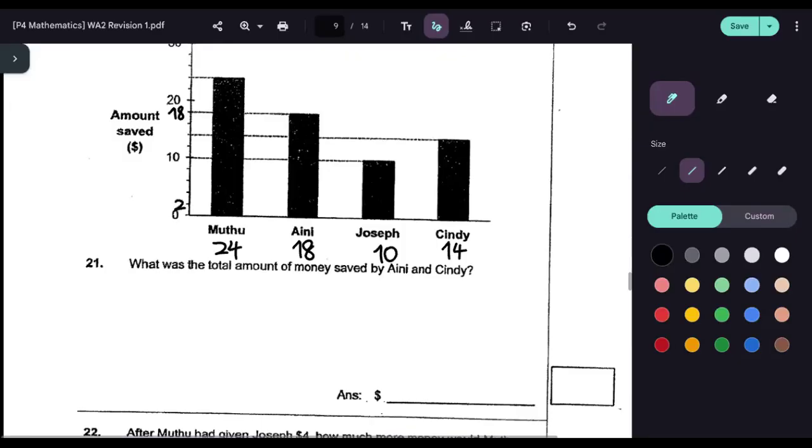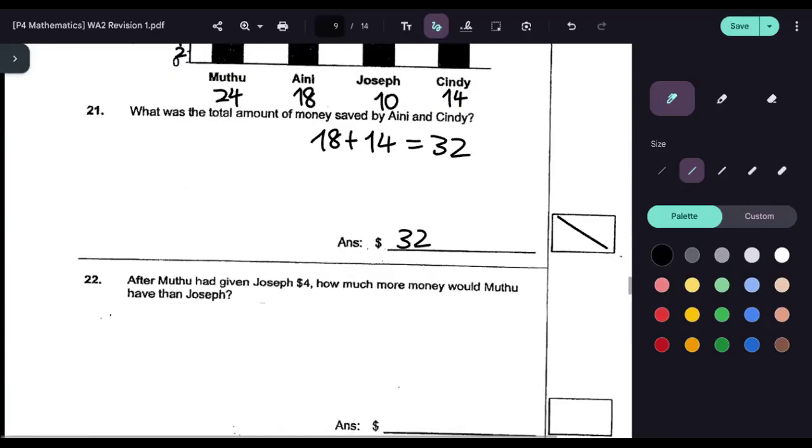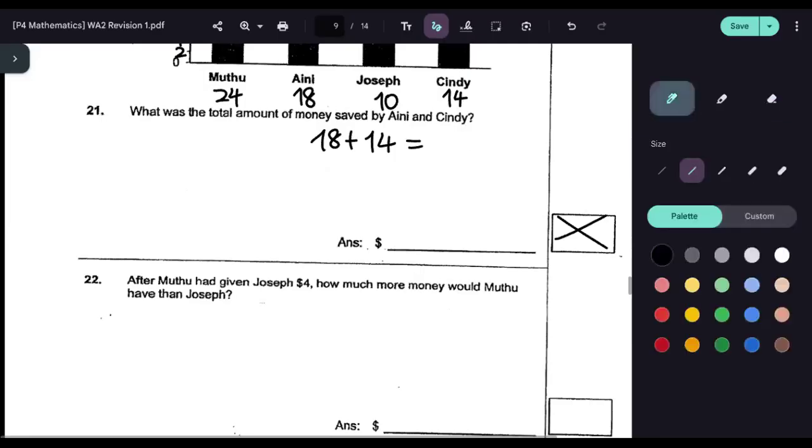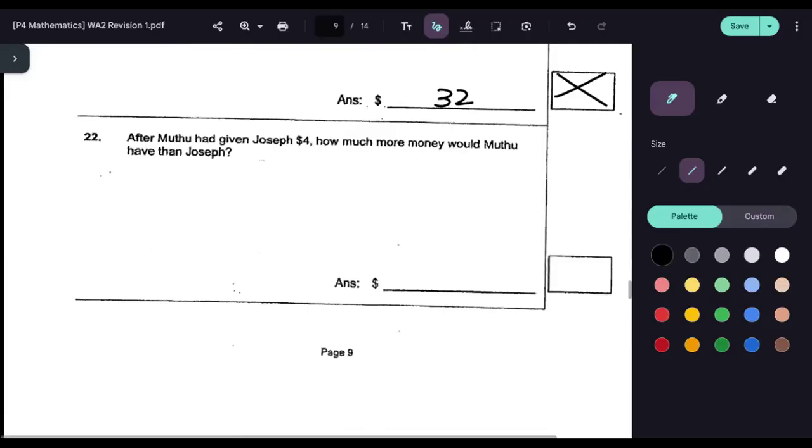Okay, so it will be like 2, 4, 6, 8. Okay, so it's always going up by 2. So they ask what is the total amount of money saved by Aini and Cindy. 18 plus 14, which is 32. No, not 32, sorry. 32, I think. Yeah. It's 32.